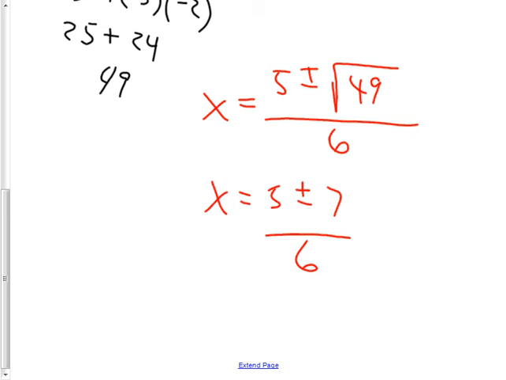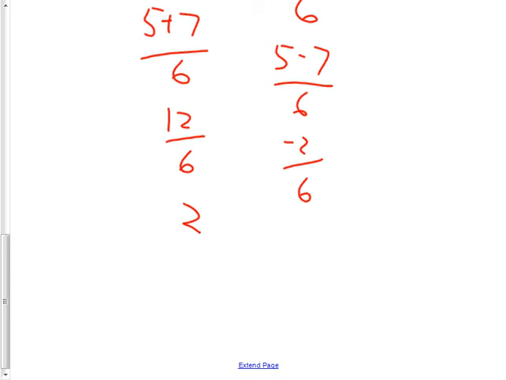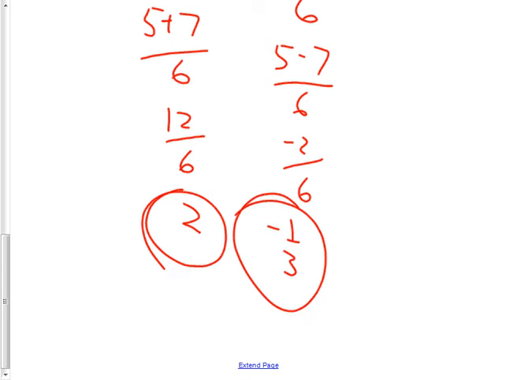And then that means I've got to do 5 plus 7 over 6. And 5 minus 7 over 6. And that's 2 answers. 5 plus 7 is 12 over 6. And that's equal to 2. And 5 minus 7 is negative 2 over 6. And that reduces to negative 1/3. There's my 2 answers at long last. But wait, there's more.